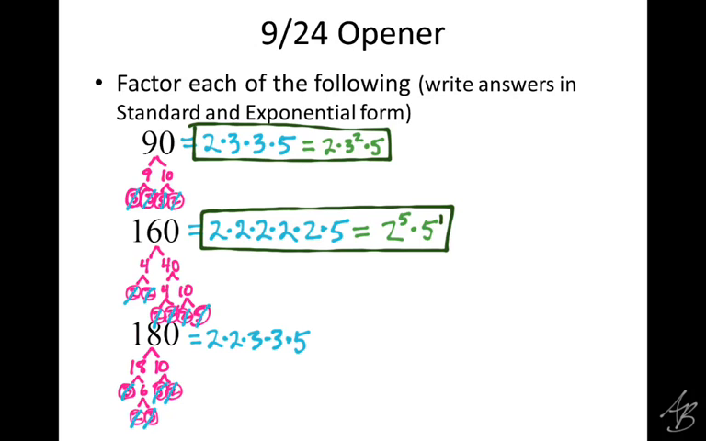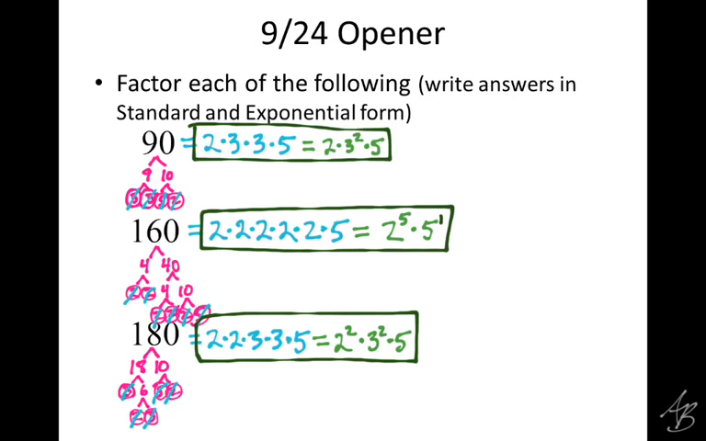And then how about exponential form? 2 to the 2nd power. 3 to the 2nd power times 5. Perfect. And again, if we wanted an exponent on that 5, we could put 5 to the 1st power if we wanted. What's another way of saying to the 2nd power? Instead of saying 2 to the 2nd power, we could say 2 squared. So we could read this 2 squared times 3 squared times 5.